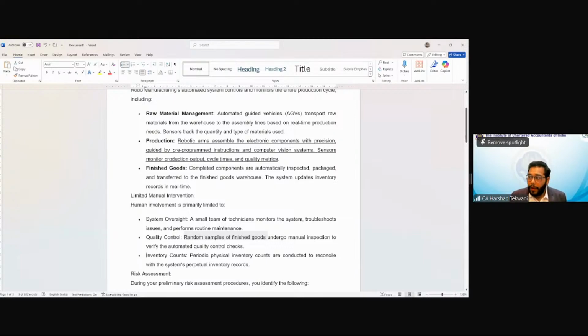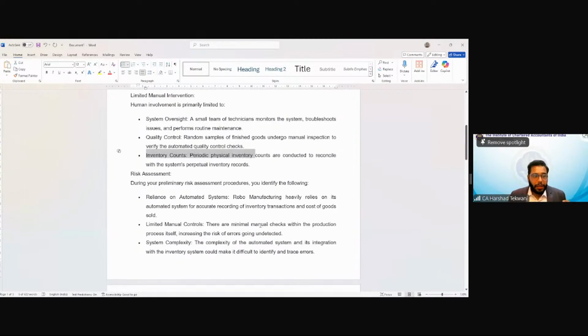Okay. Now, in this case, there is reliance on the automated system. Robo Manufacturing heavily relies on the automated system for accurately recording inventory transactions, including cost of goods sold. Limited manual controls, system complexity. Now, in this particular example, you can see how much it is correlated, how much it is connected automatically.